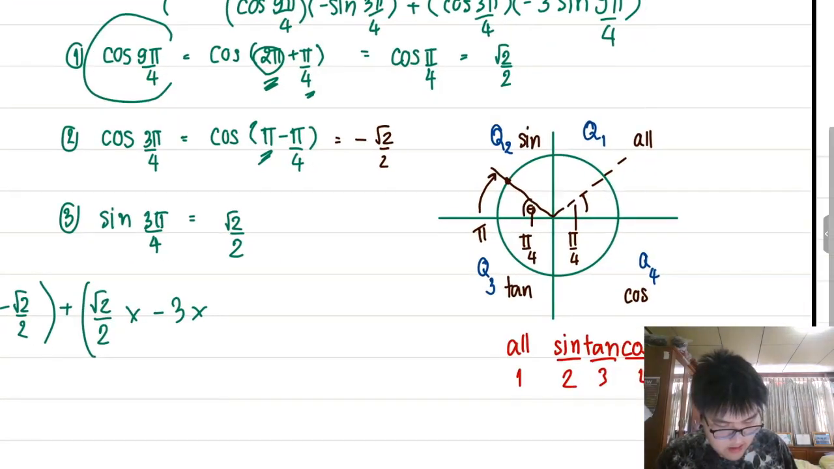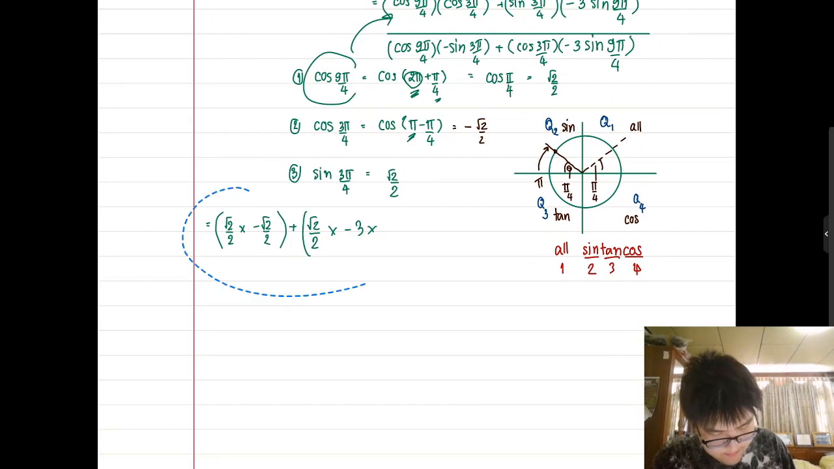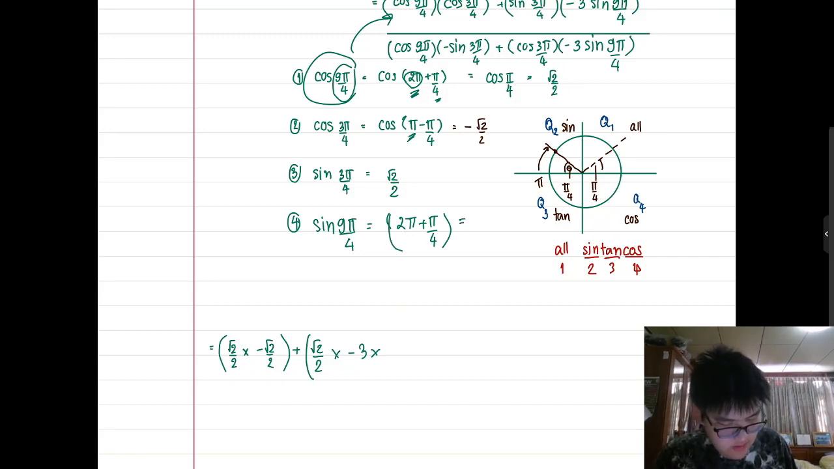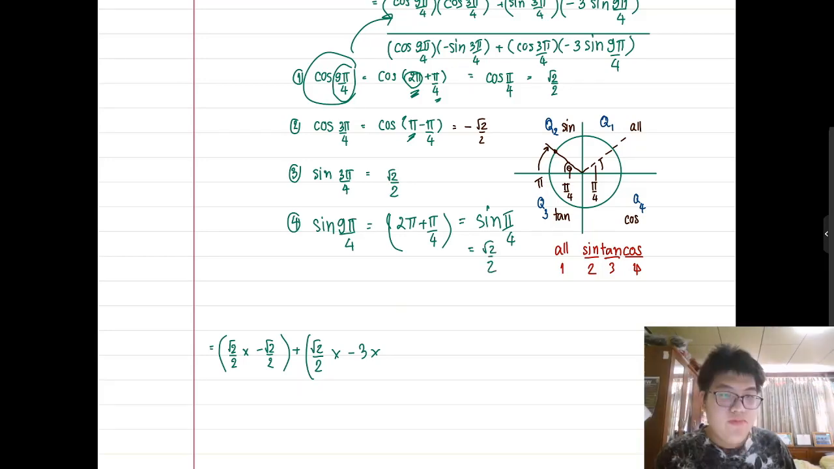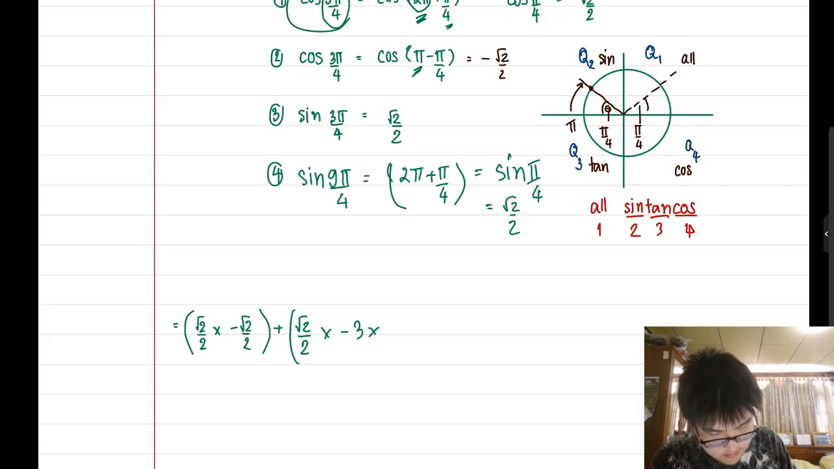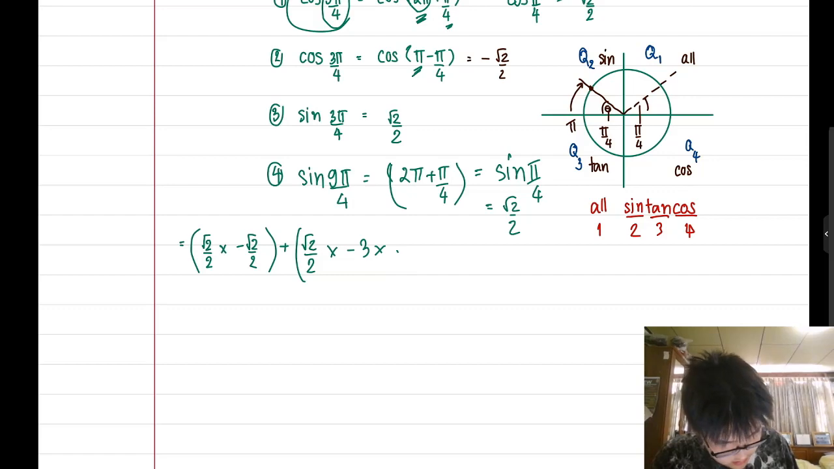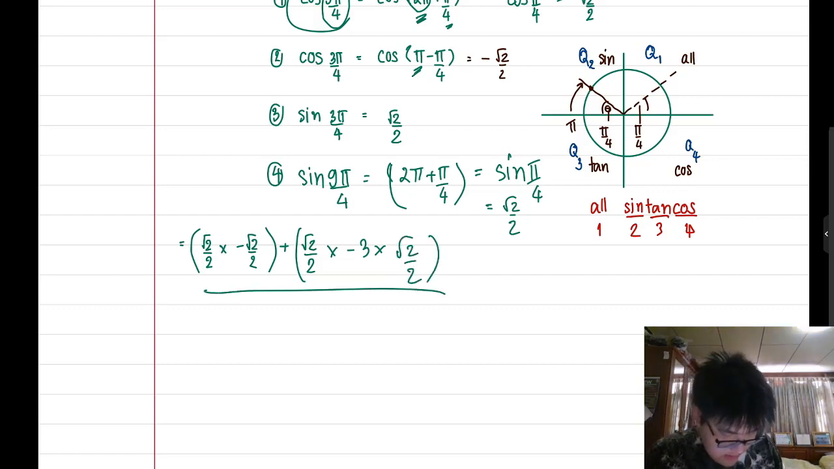For this one, we need to find one more angle: the sine of 9 pi over 4. 9 pi over 4 equals 2 pi plus pi over 4, so sine of 9 pi over 4 is the same as sine of pi over 4, which is also square root 2 over 2. And then you do the next step: you move this here, square root 2 over 2 divided by root 2 over 2.